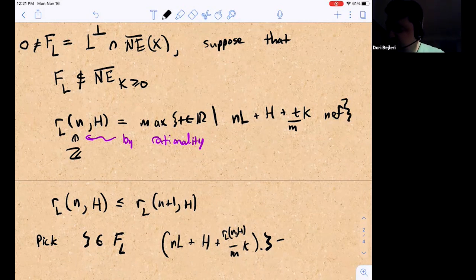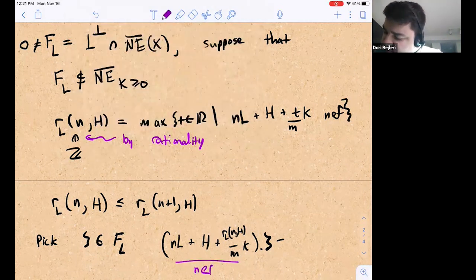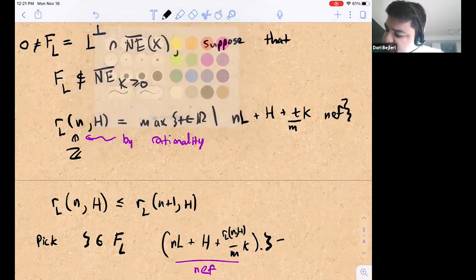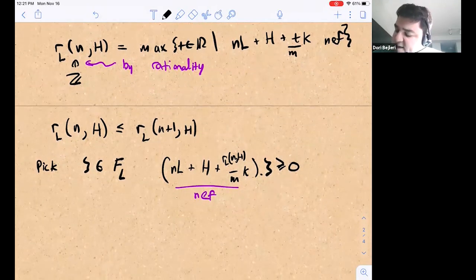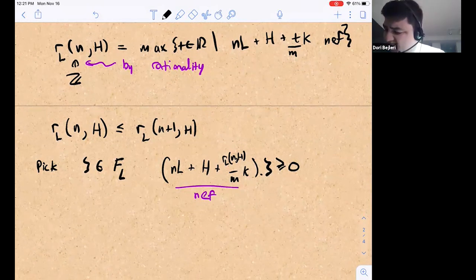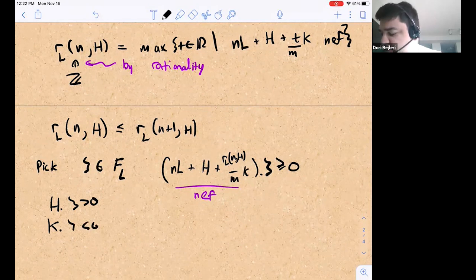All right. So the point is that this divisor is nef. Sorry about that. So this is nef because we're at the threshold. So this is greater than or equal to 0 because psi is a pseudo-effective class. L times psi is 0. H times psi is strictly positive. So we can divide.